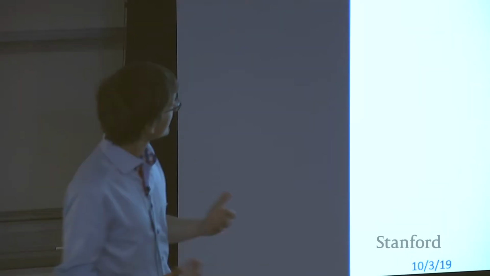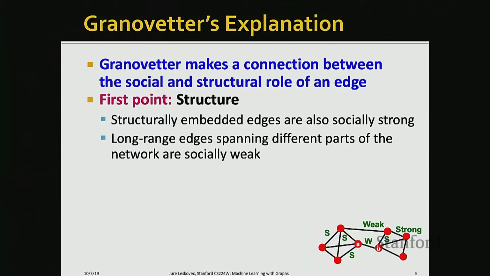So Granovetter's theory is named the strength of weak ties, the value of these weak ties that you get. And he was saying the following. The first point he makes is structural. He says structurally well-embedded edges are also socially strong, and the long-range edges that span different parts of the network are socially weak.